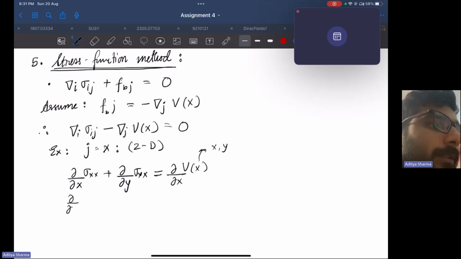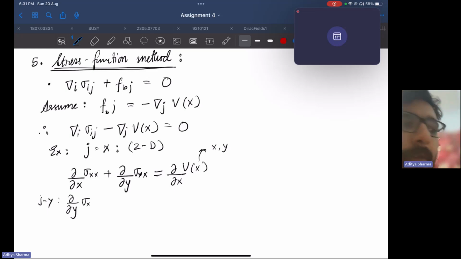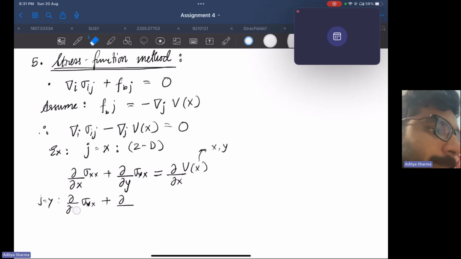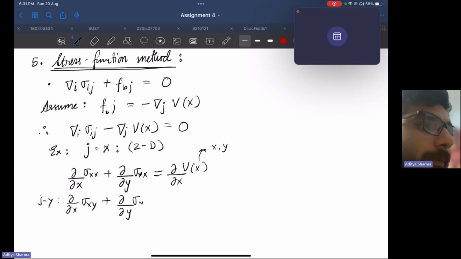and you are going to find another equation when you choose j equal to y. So j is y: del x sigma xy plus del y sigma yy is equal to del y V.